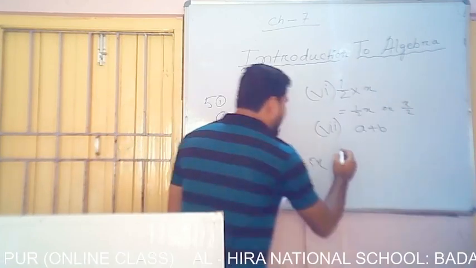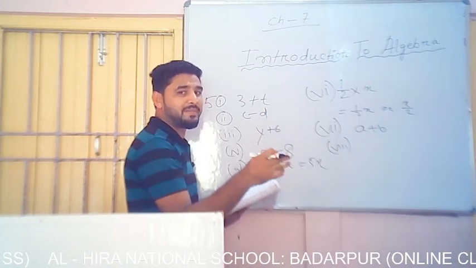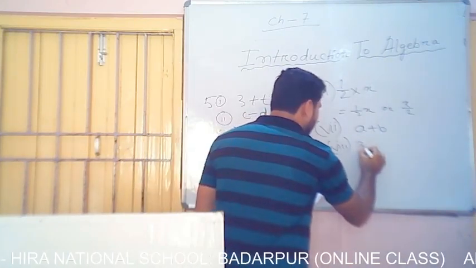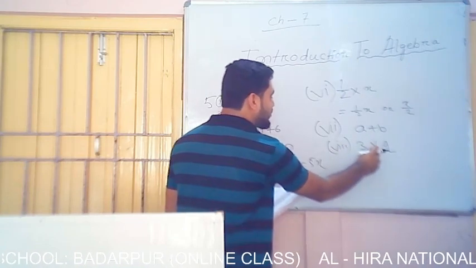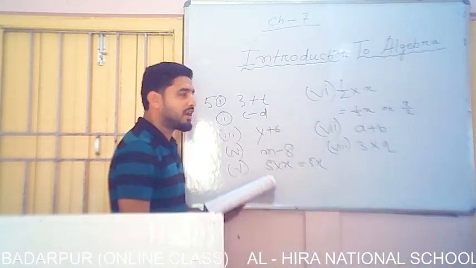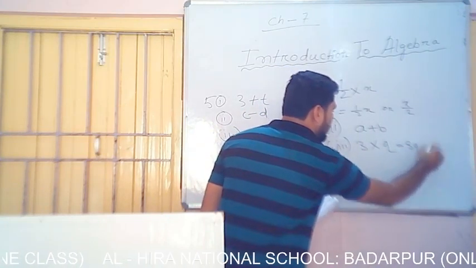Then the product of 3 and q, that means multiplication. The product of 3 and q, that means we should use the operator multiplication. Then 3 into q means 3q.